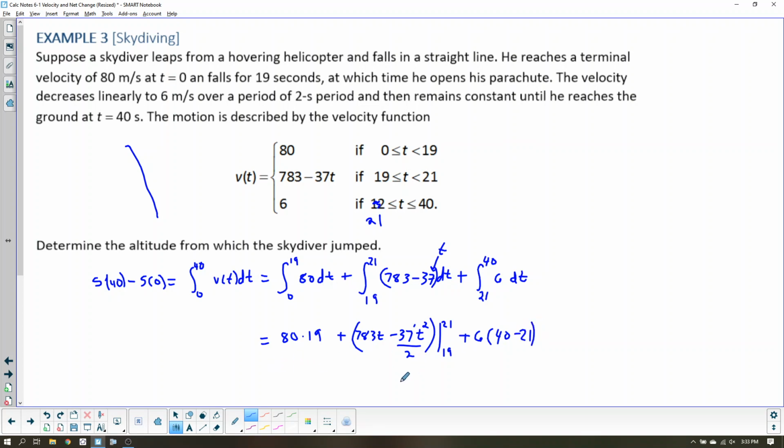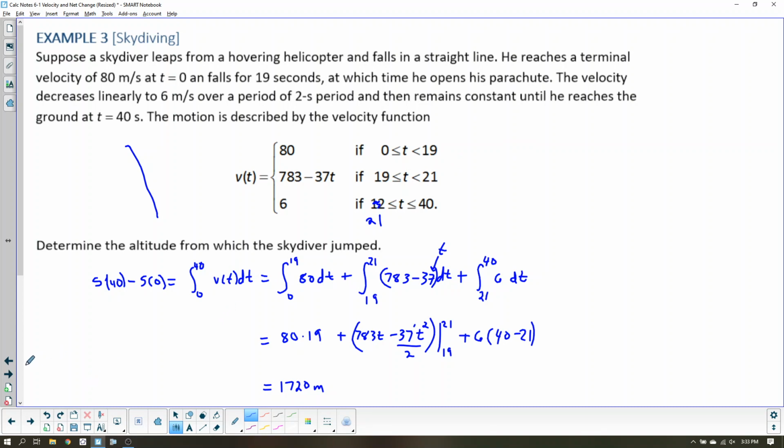Okay, so you do all that math, and this should come out to 1,720 meters. So that's the total distance traveled over the 40 seconds that we were dropping.